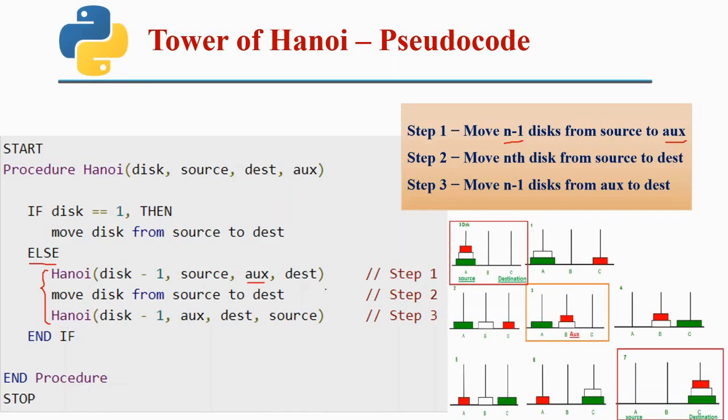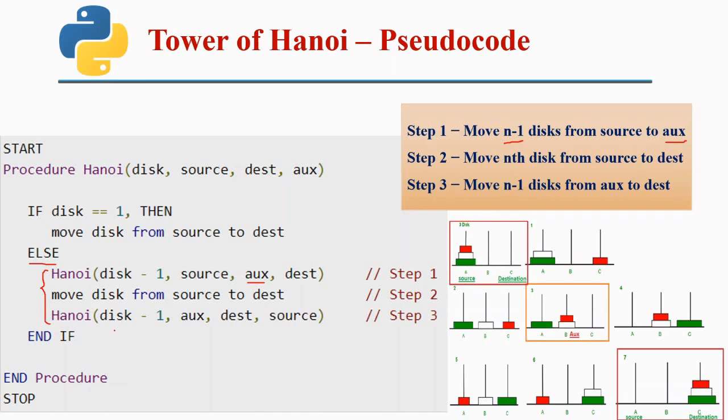In the figure you can notice at the end of the first step the upper two discs from tower A have been moved to tower B, that is from the source to the aux. Next I have brought the step 2 into the procedure where I have moved the nth disc from the source to destination. So here n represents the disc, so move disc from source to destination. Again the third step where I have to move n minus 1 discs from aux to destination.